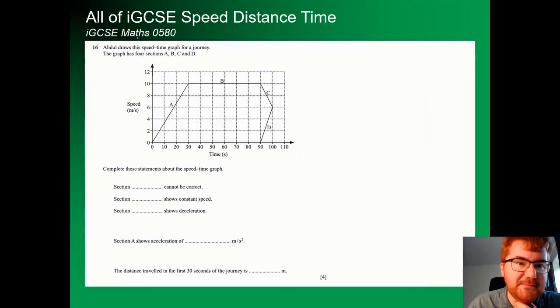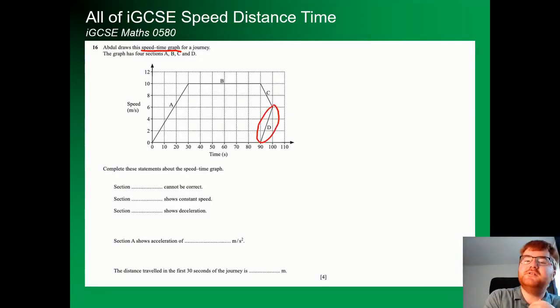So this time we've got a speed time graph, always good to monitor: is it a speed time graph or a distance time graph? And we need to complete the statements here. So the first thing is section something cannot be correct. Now, one thing to be aware of, we can't go back on ourselves. You can't go back in negative time. So if you ever see something where you're going backwards in the speed time graph, that simply can't happen. You can't go backwards in time. At least we haven't invented it yet. So this part here is going to be the wrong part.